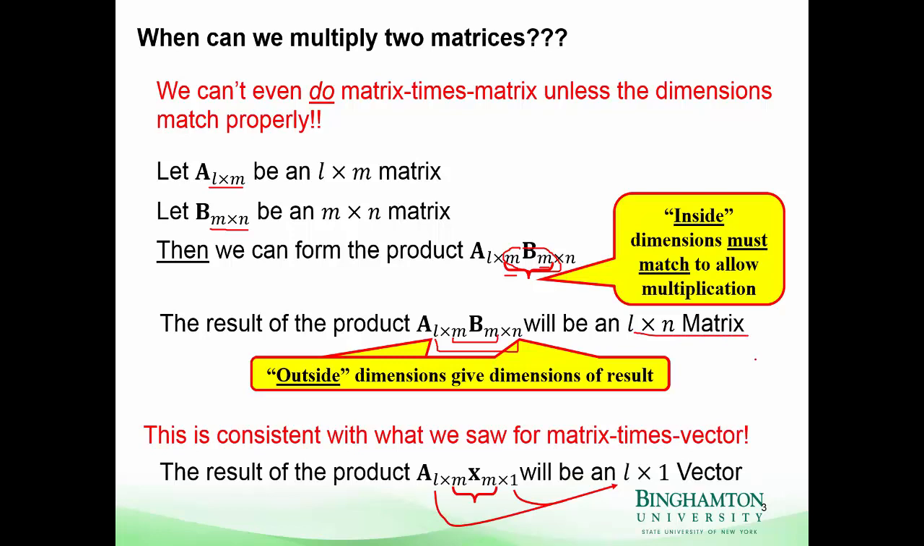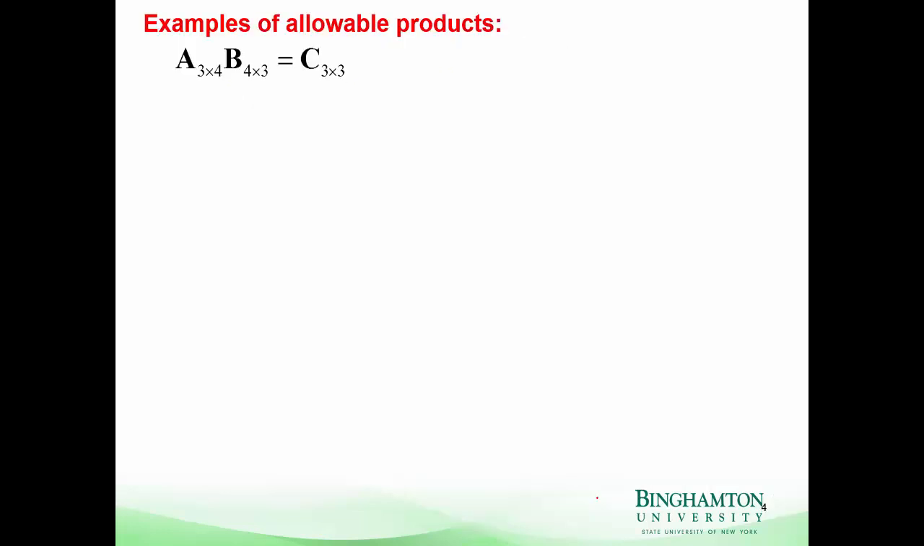So we'll have an L by N matrix as the result. And this is completely consistent with what we saw for matrix times a vector. We saw that A times X, the inside dimensions have to match, and we ended up getting a column vector that was L by 1 in that case. So a matrix times a column vector gives back a column vector. And we can see that this just fits in as a special case of this more general scenario of matrix times matrix.